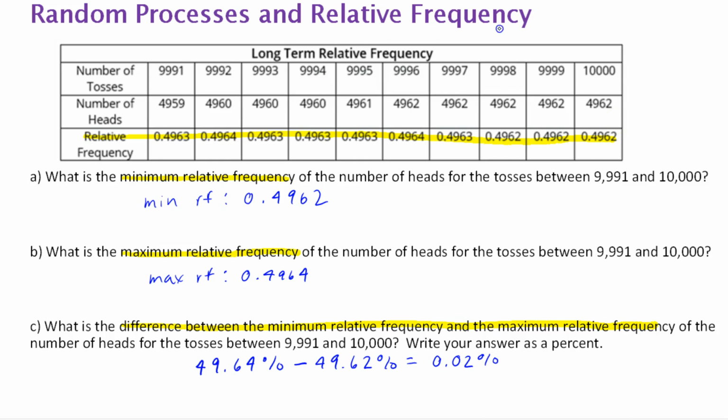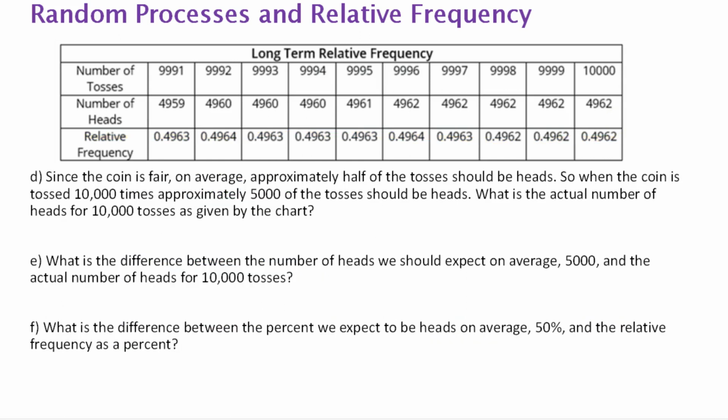Let's look at the next question. Since the coin is fair, on average, approximately half of the tosses should be heads. So when the coin is tossed 10,000 times, approximately 5,000 of the tosses should be heads. What is the actual number of heads for 10,000 tosses as given by the chart? Okay, so number of tosses, here's 10,000, and the actual number of heads is 4,962.